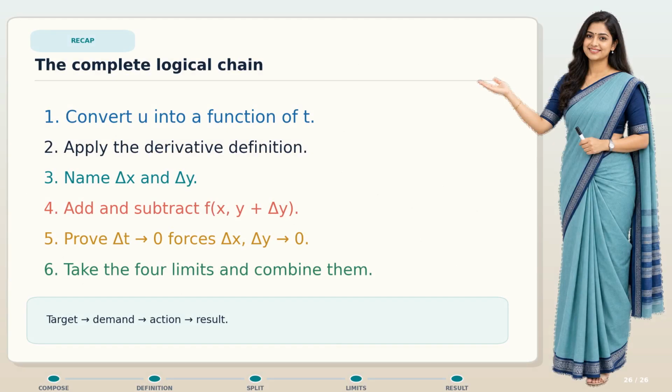Let us remember the logic. First, convert u into a function of t. Second, apply the derivative definition. Third, name the changes delta x and delta y. Fourth, add and subtract f of x comma y plus delta y so that the total change separates into two one-variable changes. Fifth, prove directly that delta t tending to 0 forces delta x and delta y to tend to 0. Finally, divide and multiply by the proper increments, take the four limits, and combine them. Every step answers the demand created by the previous step.